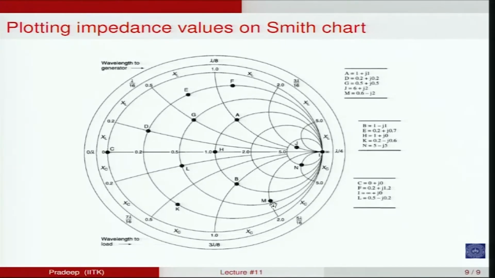Anything else that is interesting you can find out. For example, what is F? F is not shown to lie on any of these points, so you have to interpolate slightly. On the constant R circle this is 0.2, but for the reactance this is lying between 1 and 2. So mentally if you interpolate, this might turn out to be around 1.2. So this would be 0.2 plus j1.2. This is how you would try to find it. Point I, of course, being open circuit, is given by R equal to infinity, and X equal to 0.